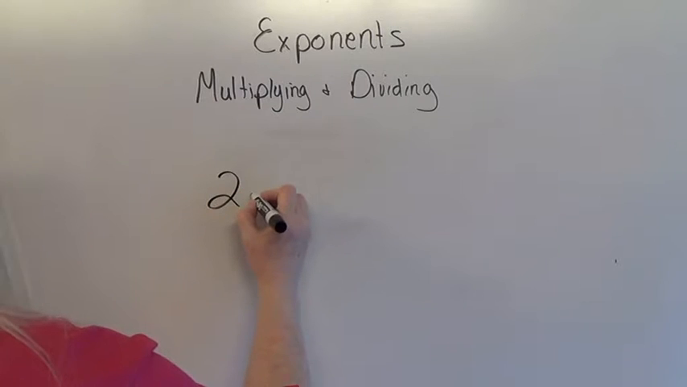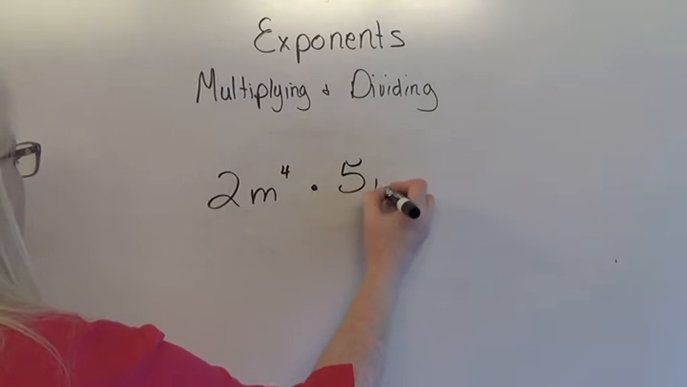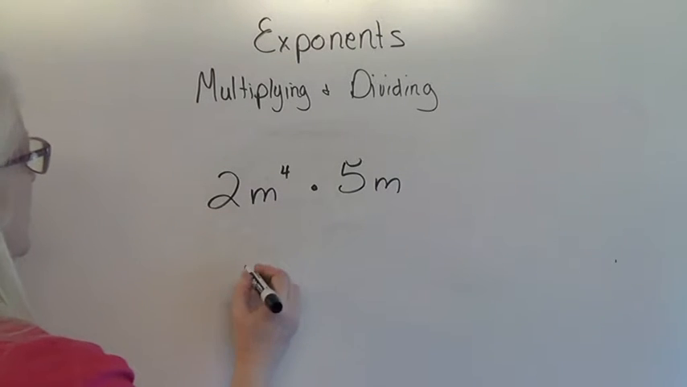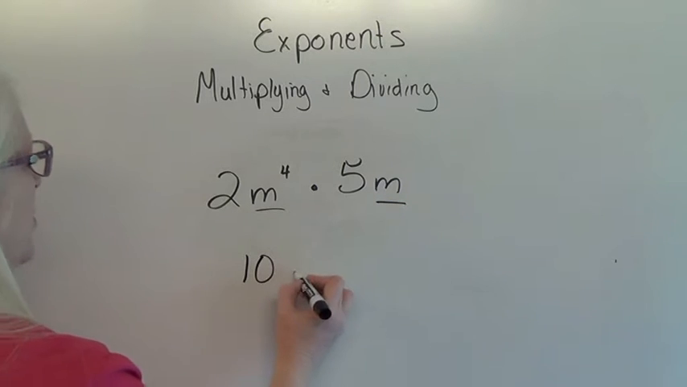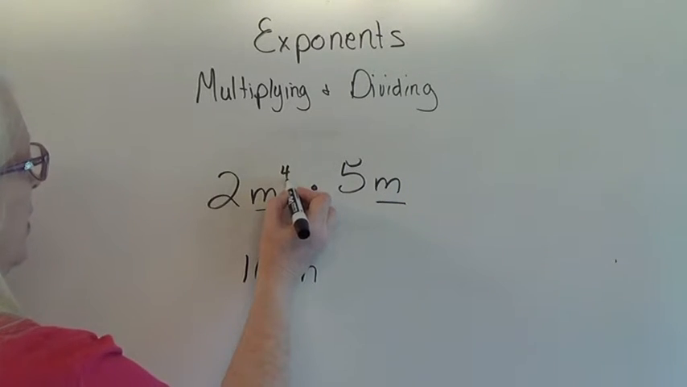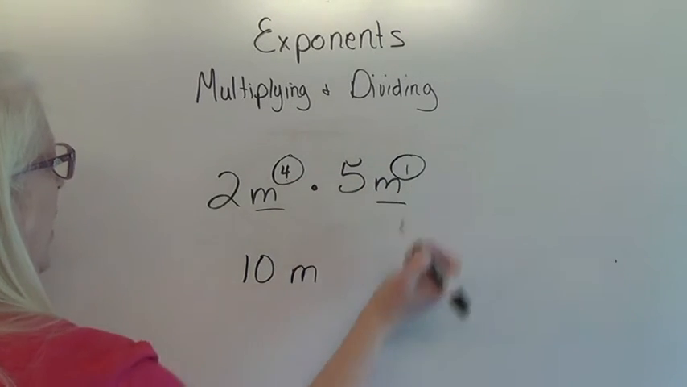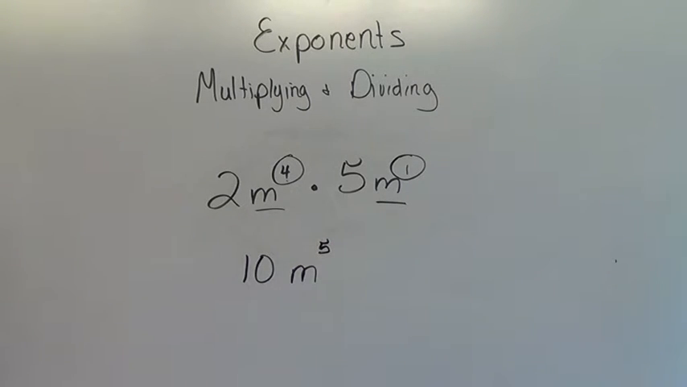Let's take a look at another one. This time we're going to change it a little bit, and I'm going to have 2m to the 4th times 5m. So let's start with our numbers. I have a 2 and a 5. They're different. They're not the same base. So all I can do is multiply them. So 2 times 5 is 10. And now, let's take a look at the m's. They are the same base. So I'm going to write my m down. I have 4 here, and then there's an understood 1 right here. So I simply add those two exponents together, and that would give me 10m to the 5th power, and that's actually the answer.